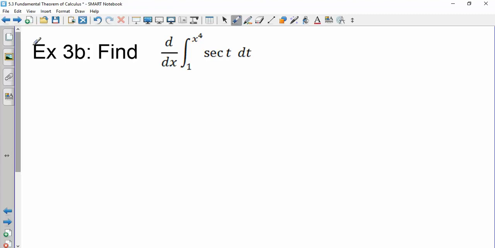So let's do one using that shortcut. D over dx, that just means the derivative of the integral from 1 to x to the 4th of secant t dt. Now secant isn't always defined, it does have asymptotes, but let's just assume I'm talking about a nice interval where we could do the derivative. So if I wanted to do this derivative, I replace my t with x to the 4th, and I take the whole thing times 4x cubed.